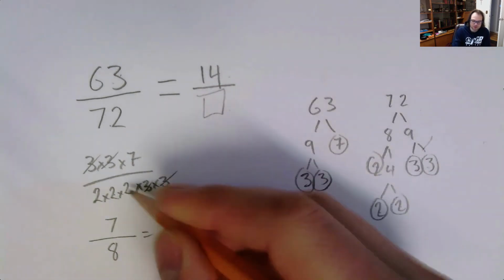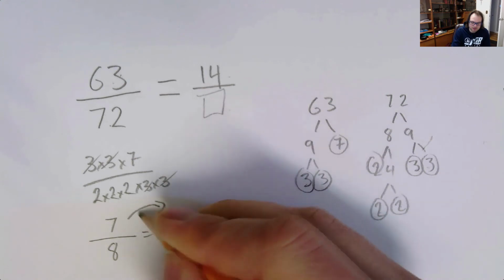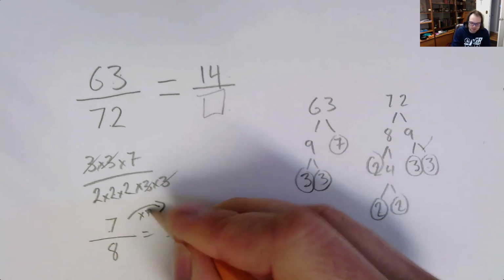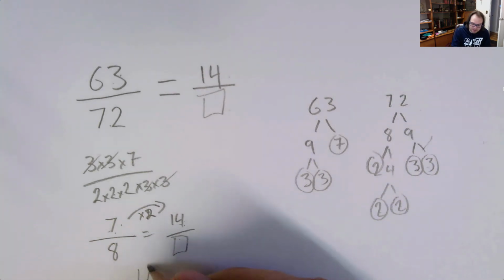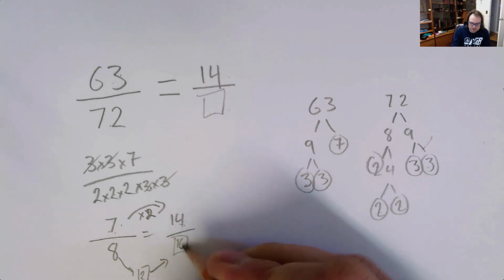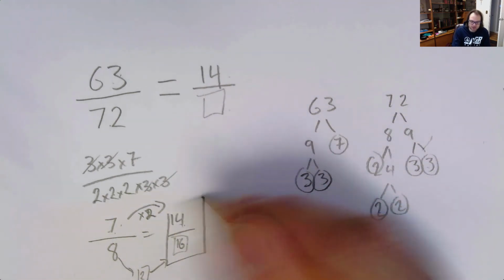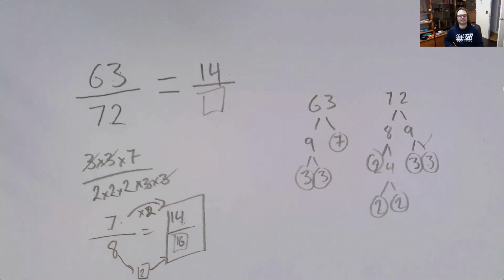Well, what is that something? What do I have to multiply 7 by to get 14? I multiply it by 2. 7 times 2 is 14. So in other words, I have to multiply the 8 by 2 as well. So 8 times 2 is going to give me 16. So my equivalent fraction is 14 over 16.